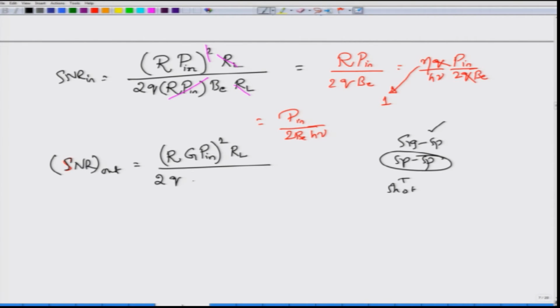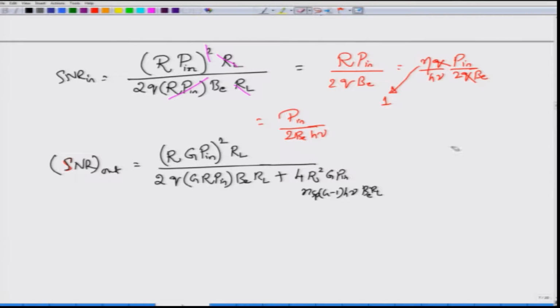This is given by 2Q G R P in, that is, the signal power has increased now. B E R L is the shot noise component, and the signal-spontaneous noise component we have seen is given by 4R square G P in N SP (G minus 1) h nu, this comes from the previous one, times B E times R L. So, this is your signal-spontaneous noise term that has come in.